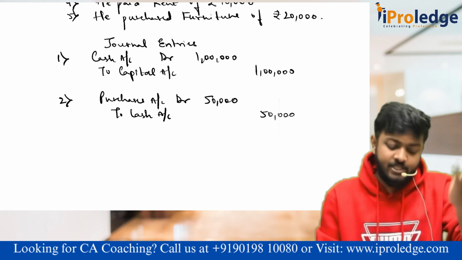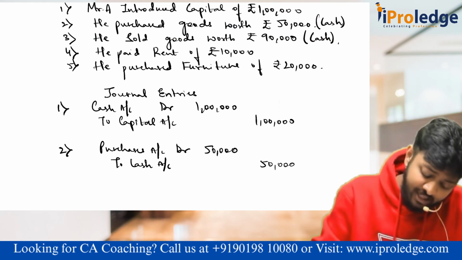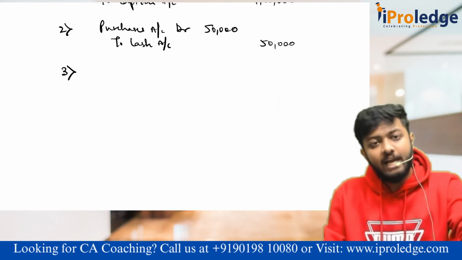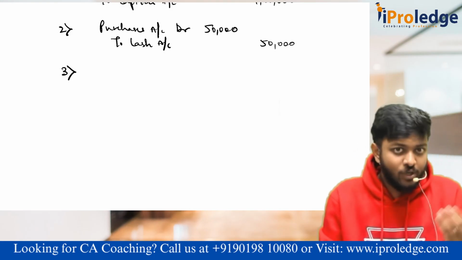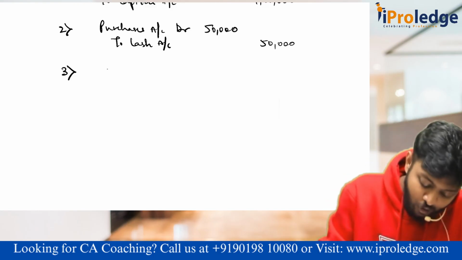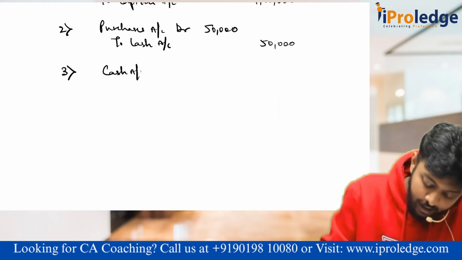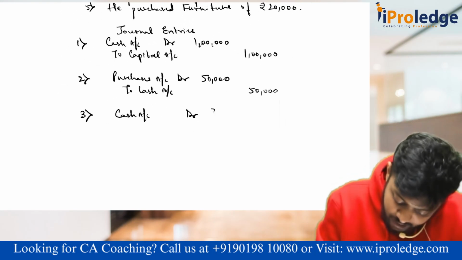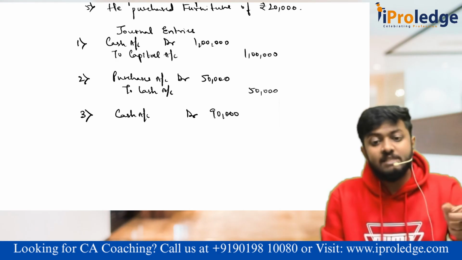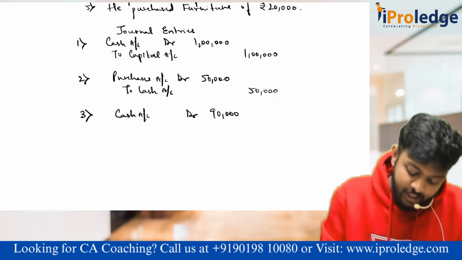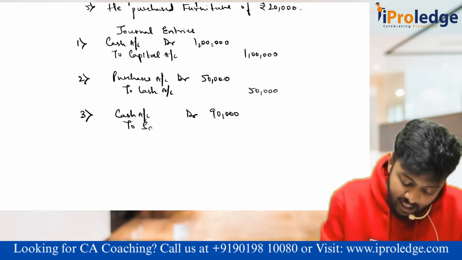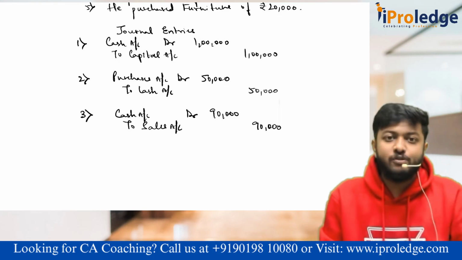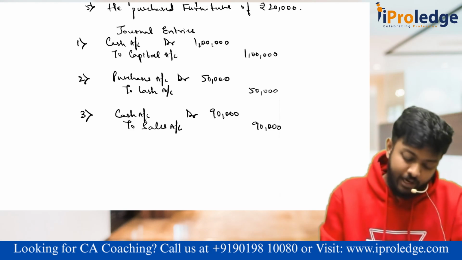Awesome. Done. Next, I have made sales worth 90,000 rupees, guys. If cash sales only, the moment I make cash sales, cash is inflowing to me. So cash is an asset, increasing, debit. So cash account, debit. How much is it? It is 90,000. Then sales. Sales is my income. Income increasing, credit. So to sales account should be 90,000 rupees. Done.